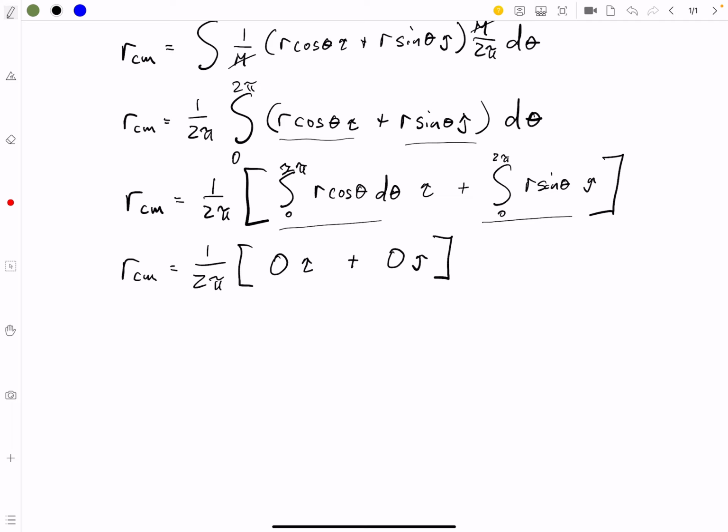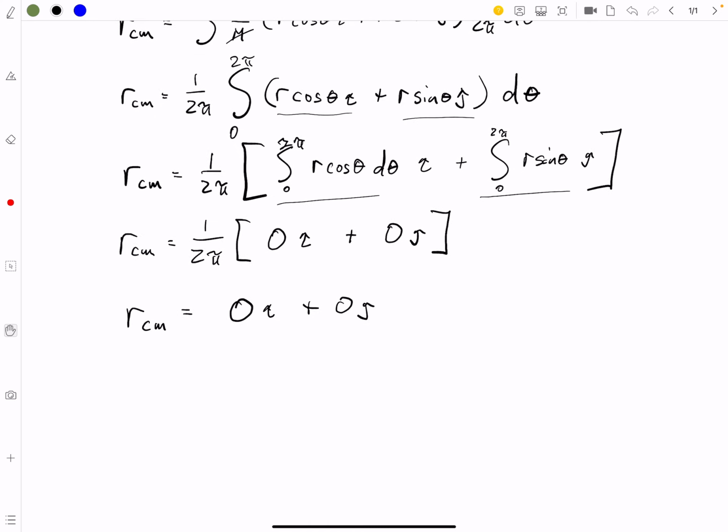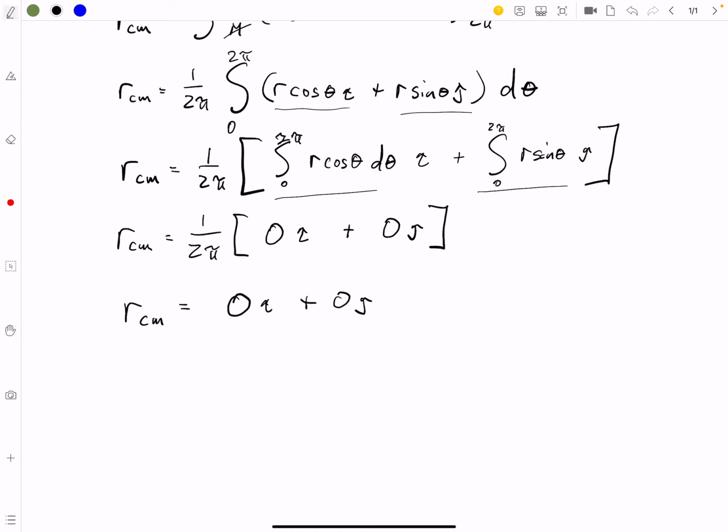So, what have we just said? The radius of the center of mass is equal to 0 i hat plus 0 j hat. Now let's go back and look at our picture. We defined the center, our origin, to be this point right here. Our origin is the center of mass. We defined it to be that way, and when we're done, we find that it's exactly where we chose the origin to be, is our center of mass.